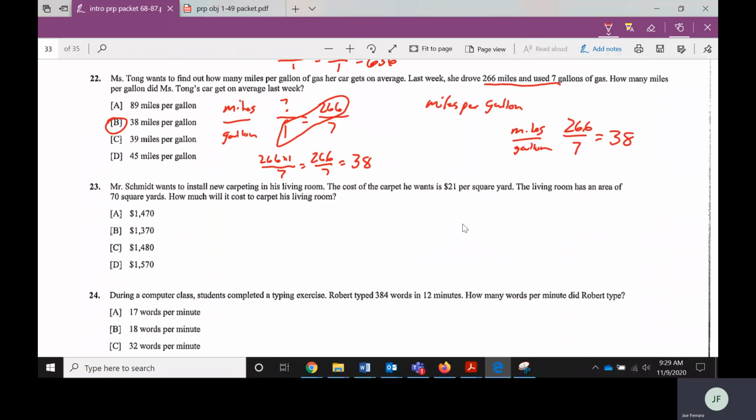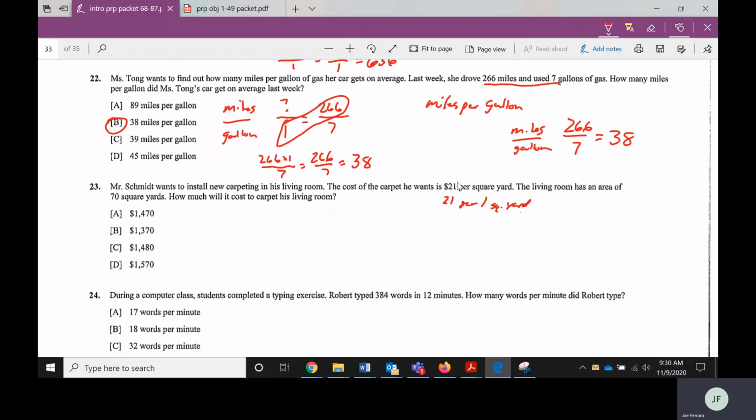He wants to install new carpeting in the living room. The cost of the carpet he wants is $21 per square yard. The living room has an area of 70 square yards. How much will it cost to carpet the living room? Okay, so if I do it the proportion way, remember this is $21 per 1 square yard.